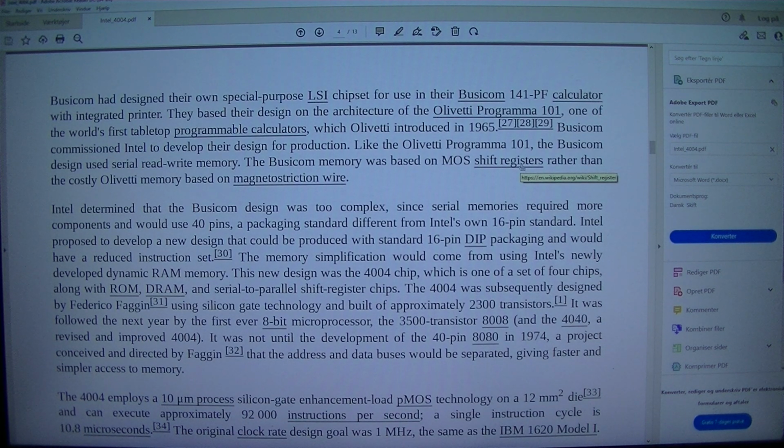Intel proposed to develop a new design that could be produced with standard 16-pin DIP packaging and would have a reduced instruction set. 30. The memory simplification would come from using Intel's newly developed dynamic RAM memory. This new design was the 4004 chip, which is one of a set of 4 chips along with ROM, DRAM, and serial to parallel shift register chips.